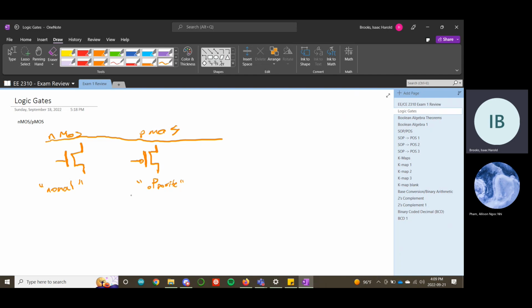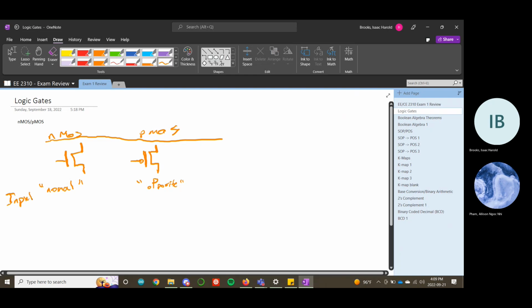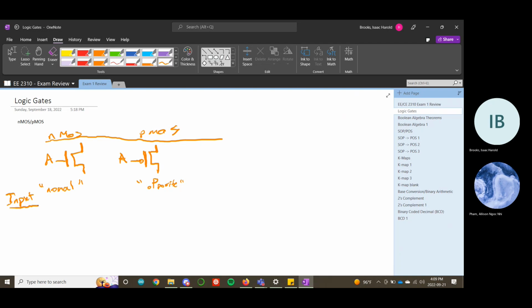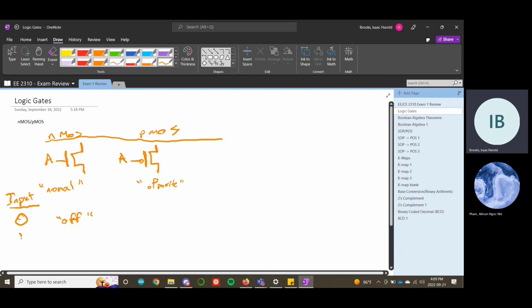Peculiar. So, NMOS, PMOS. If your input, which is this input here, is a 0, then an NMOS will be off, right? And that's kind of normal. That's kind of what you would expect. If the input is 0, it's off. If it's 1, then it's on. And remember, when it's off, that means it's not conducting. And when it's on, yes, conducting.